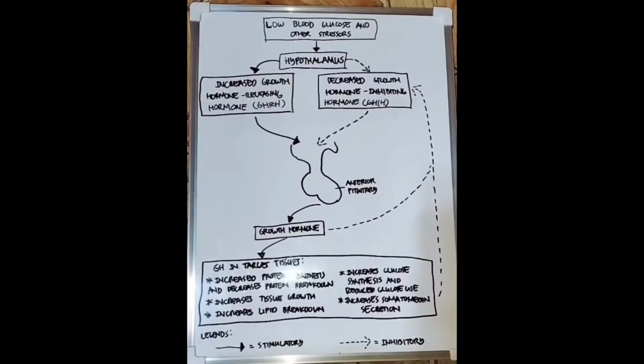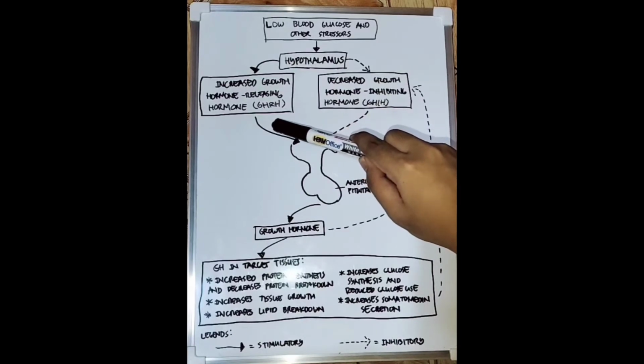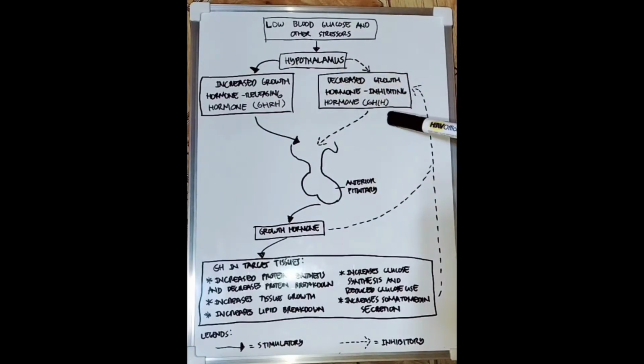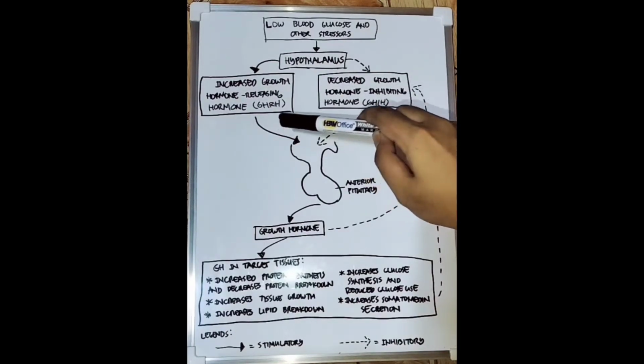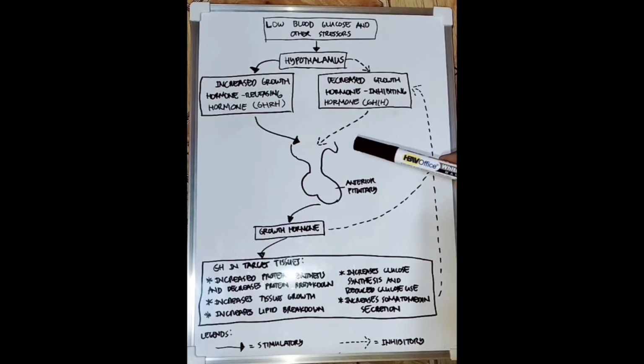We are now going to talk about the growth hormone. The secretion of growth hormone is controlled by two neurohormones released from the hypothalamus. The growth hormone releasing hormone, or GHRH, which stimulates growth hormone secretion, and the growth hormone inhibiting hormone, or GHIH, which inhibits growth hormone secretion. Stress and decreased blood glucose levels trigger the hypothalamus to increase the release of growth hormone releasing hormone and decrease the release of growth hormone inhibiting hormone. Growth hormone releasing hormone travels through the hypothalamo-hypophyseal portal system to the anterior pituitary.